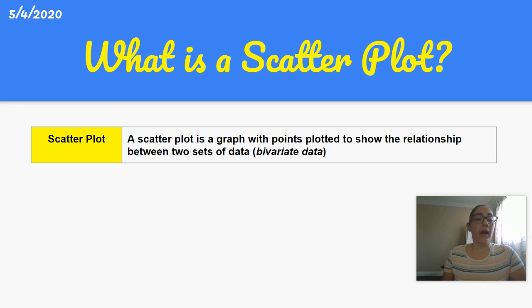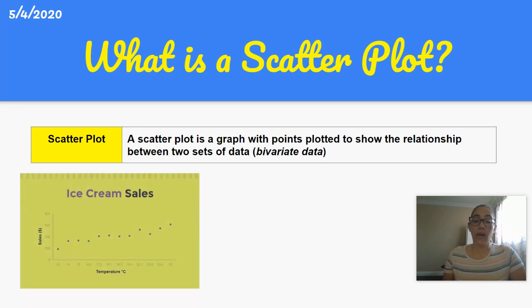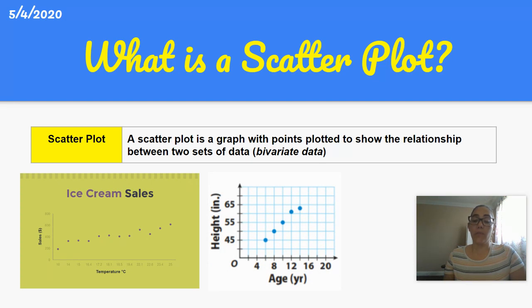Okay. And then we're going to start seeing a couple different types of scatter plots. For instance, if you compare the temperature and ice cream sales, that would be comparing two sets of data, bivariate data. Here we have one comparing age in years to height in inches. Again, that's two sets of data. And I have a feeling this last graph is going to be cut off by my video, but it looks like the price of objects and the number of buyers.